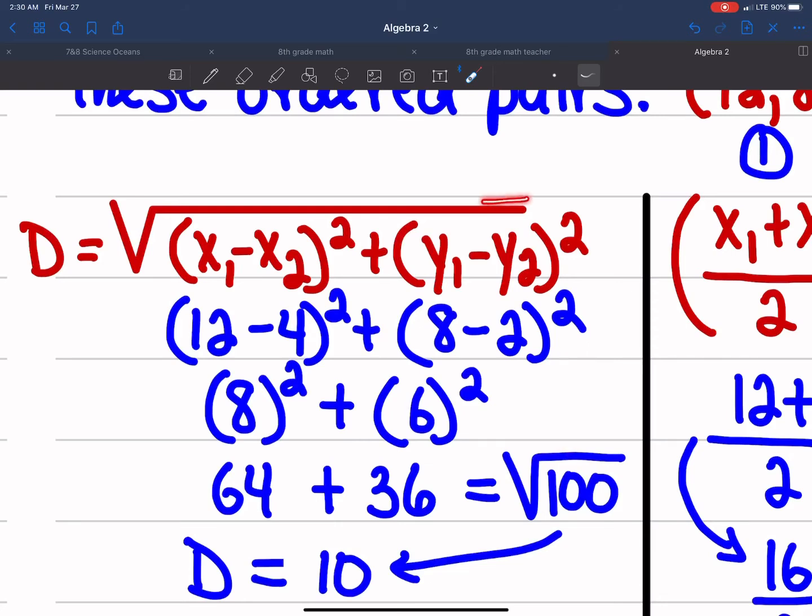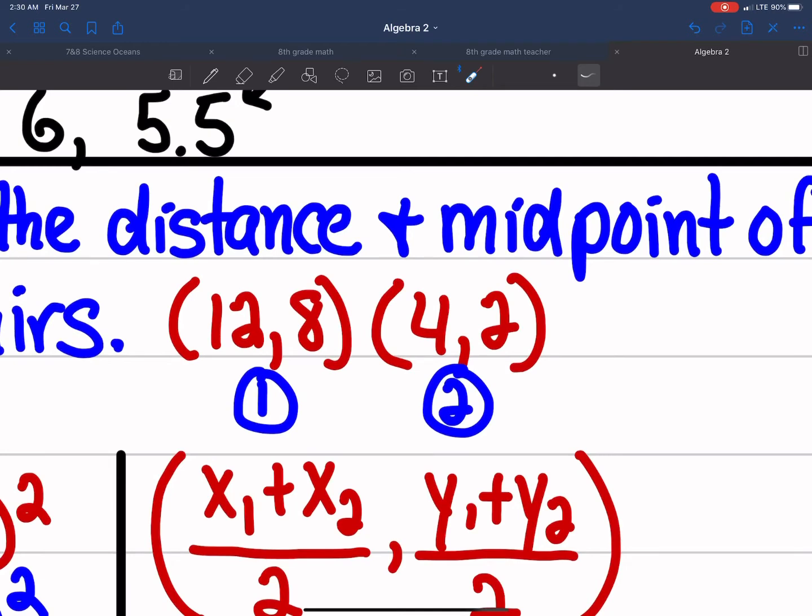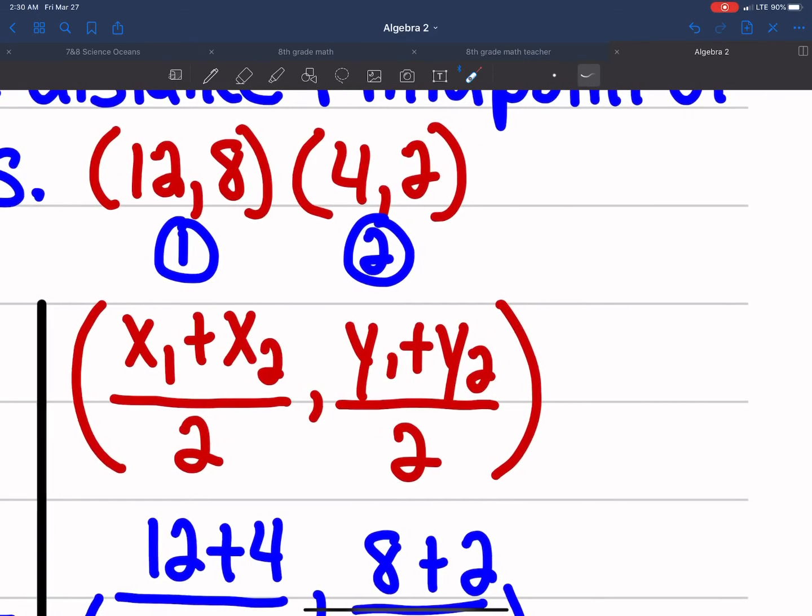But again, I am looking for the square root of whatever my final answer is. And for now, it is the square root of 100, which is 10. So the distance between these two pairs up here is 10. Good. Now, let's find the midpoint.